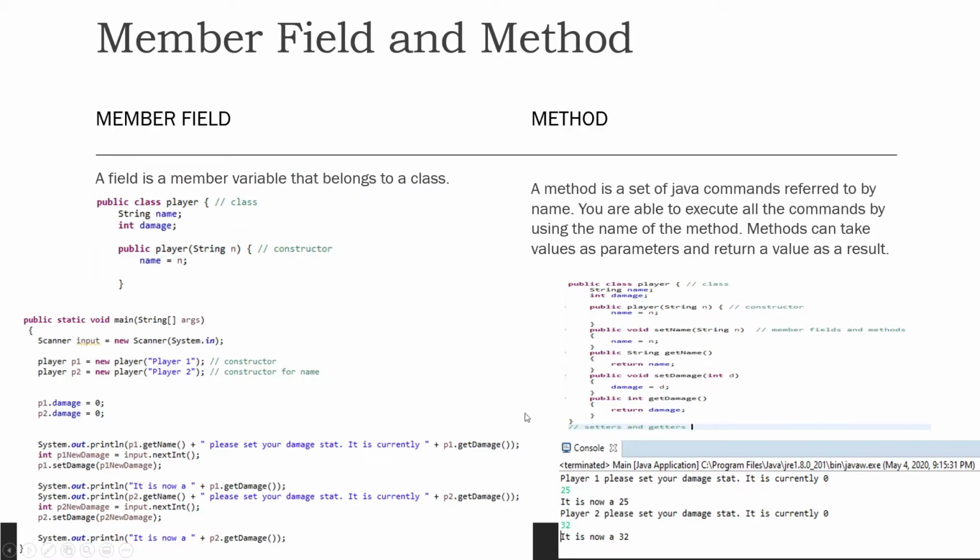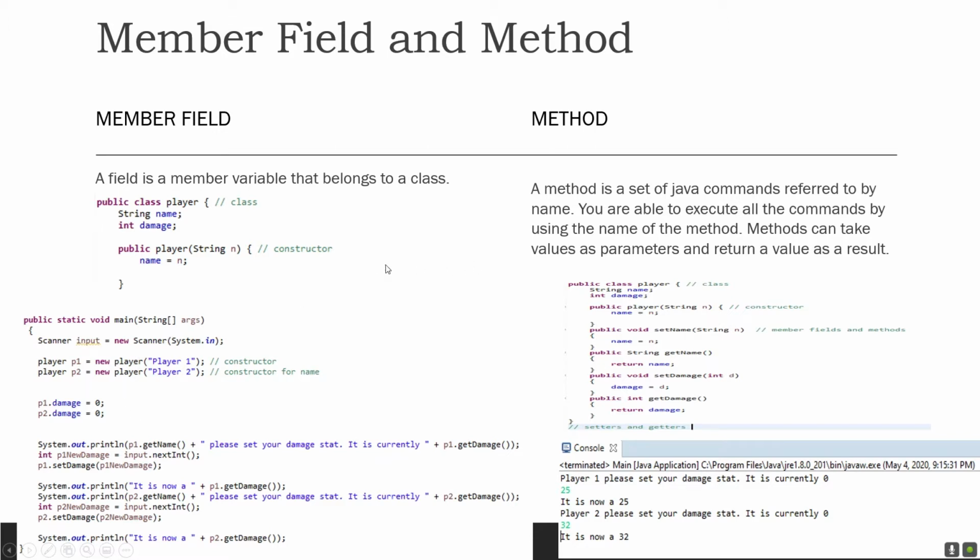So here I have some actual code that's a little bit relevant to both the previous slide and this slide. A member field is a member variable that belongs to a class. A public class player right here, we have a class with its contents. So this information exists inside of player. Here I have code from a game that I started to make, just the very beginnings of a game, just a proof of concept, if you will.